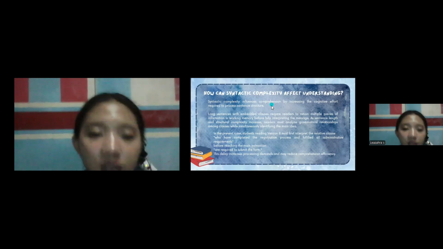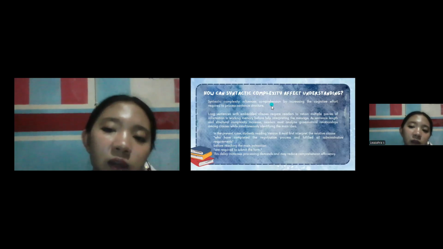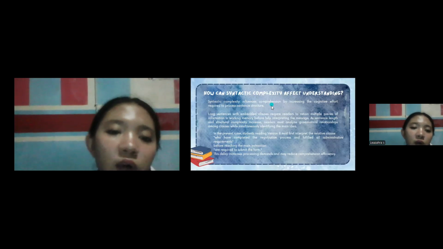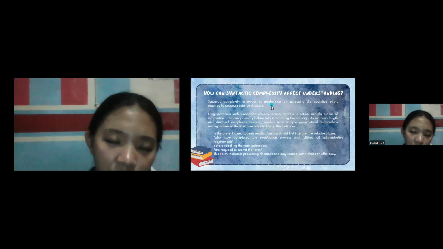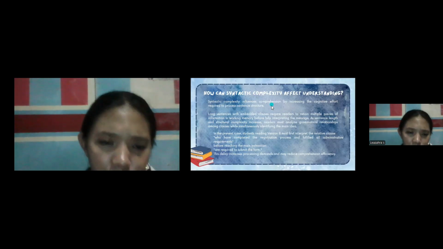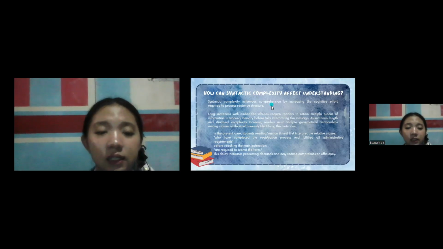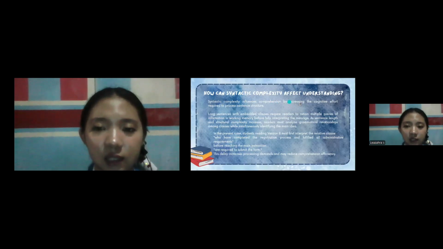In the present case, students reading version B must first interpret the relative clause, "who has completed the registration process and fulfilled all administrative requirements," before reaching the main instruction, "are required to submit the form." This delay increases processing demands and may reduce comprehension efficiency.